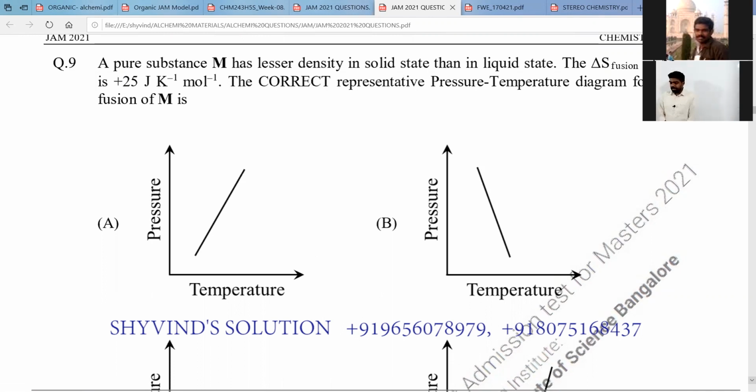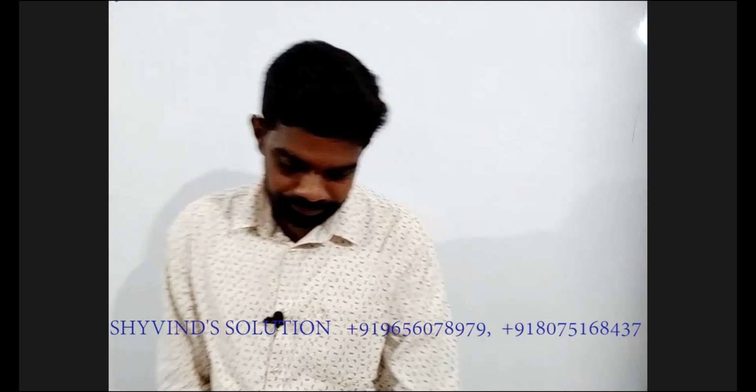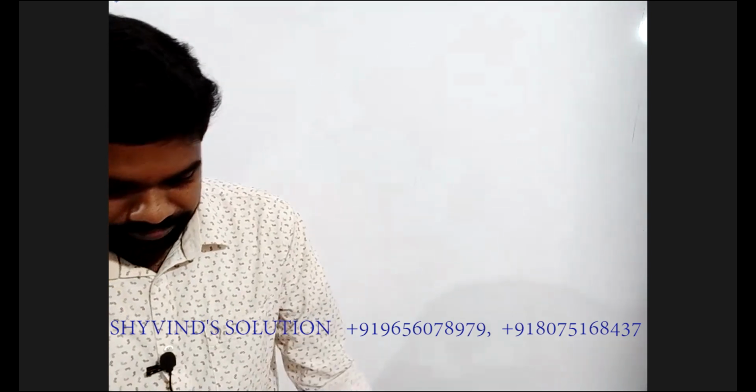A pure substance M has lesser density in solid state than in liquid state. The delta S fusion of M is plus 25 joule Kelvin raised to -1 mole raised to -1. The correct representative pressure temperature diagram for the fusion of M is. So that is the question. Now let's see how to solve this. To solve this question, we should know the Clapeyron equation. What is that? The equation is given like this.